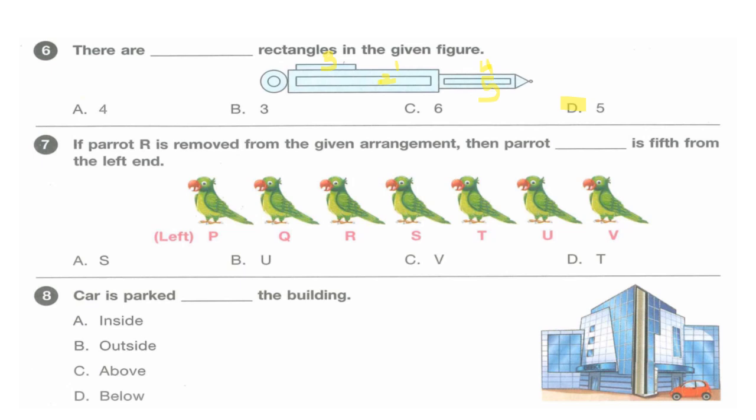Question number 7. If parrot R is removed from the given arrangement, then parrot dash is fifth from the left end. Option A, S. B, U. C, V. D, T.